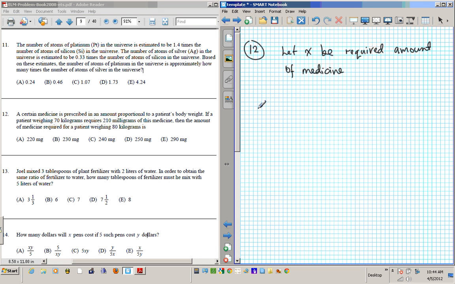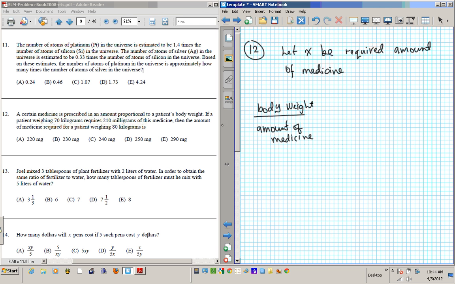On the numerator, I'm going to have body weight. Okay, body weight goes on top, over amount of medicine, which goes on bottom. Okay, amount of medicine, that's the denominator. All right, let's set up the ratio.